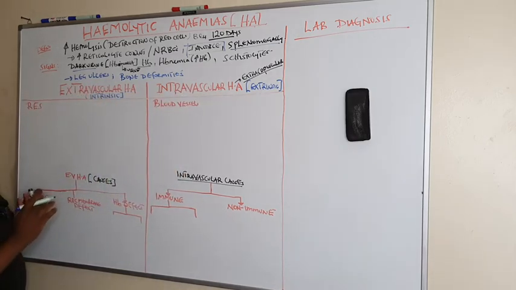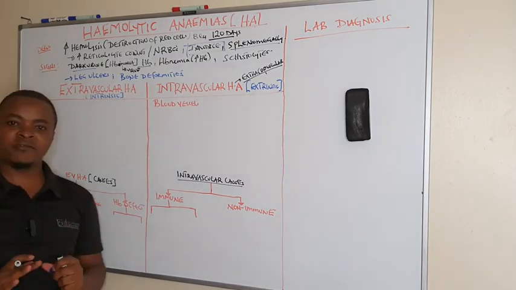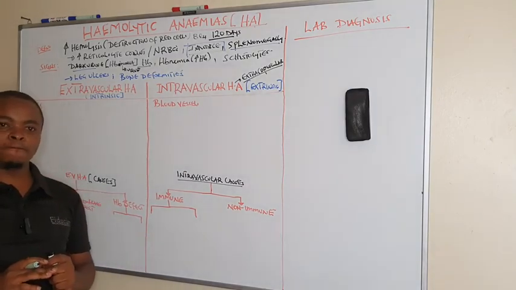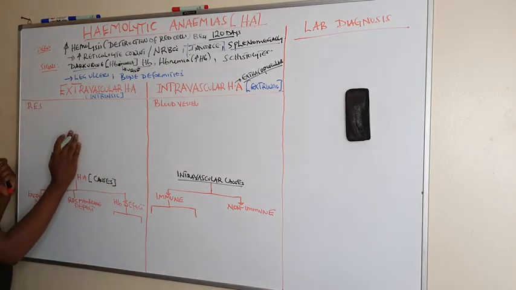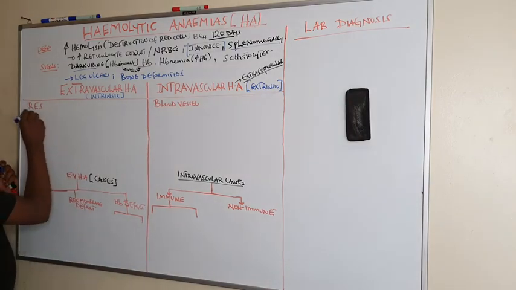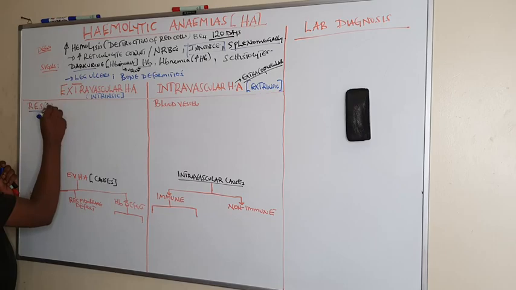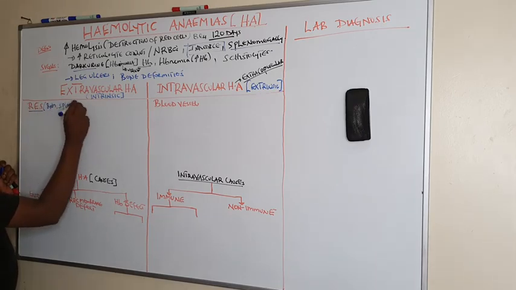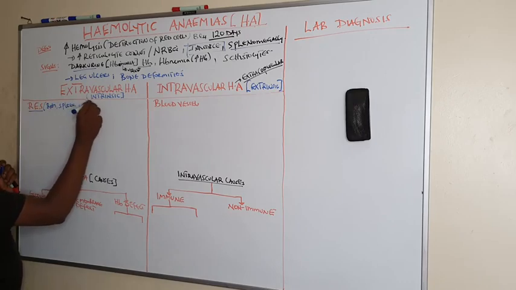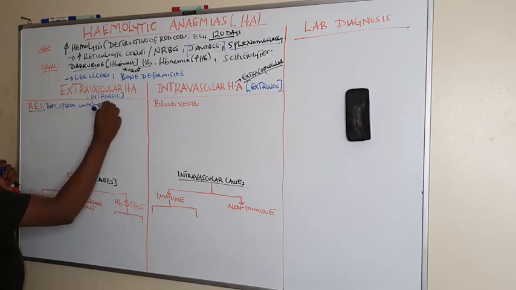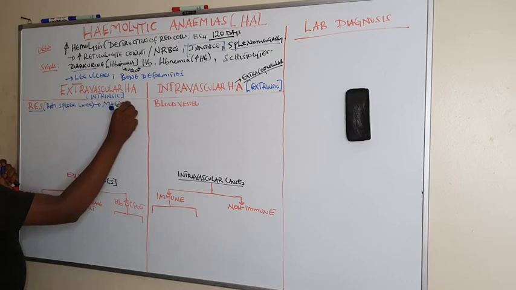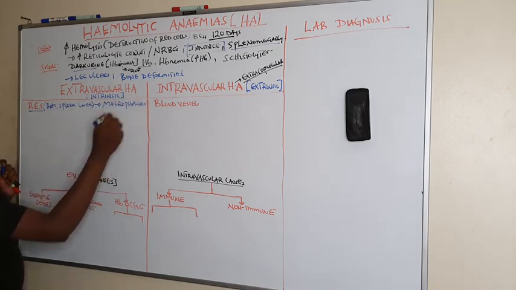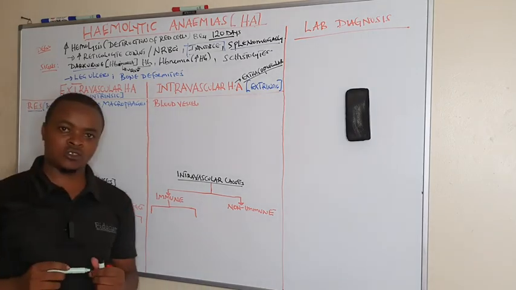Extravascular means the causes are outside the blood vessels, whereby these extravascular hemolytic anemias occur in the reticuloendothelial system, that is the bone marrow, the spleen, and the liver. And the key players under this are macrophages. Macrophages are the ones that are destroying these red cells before reaching their senile stage.